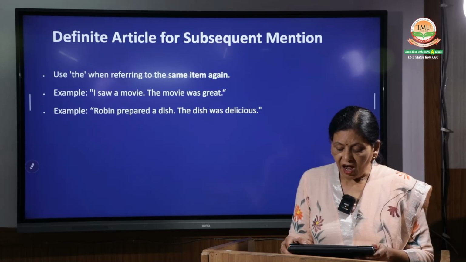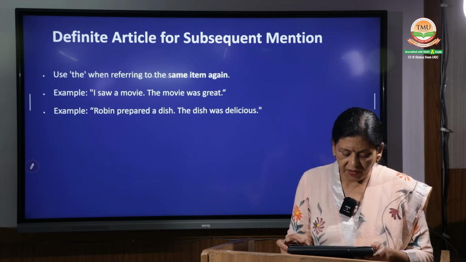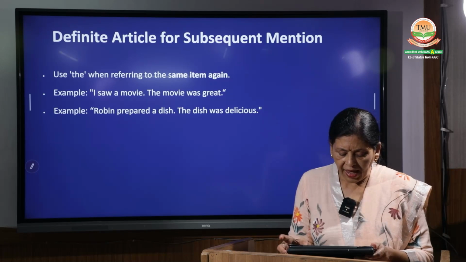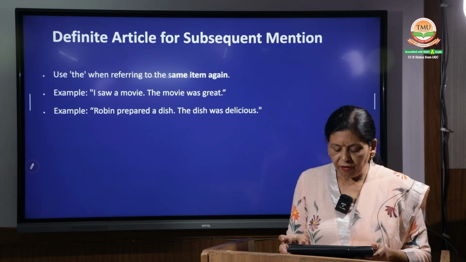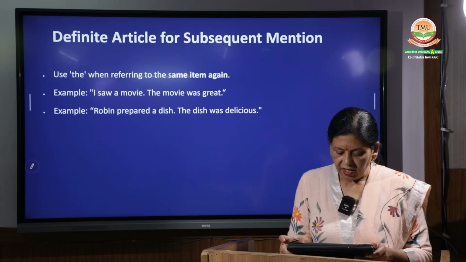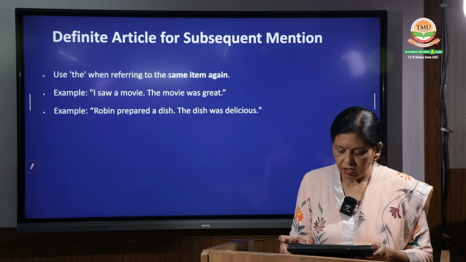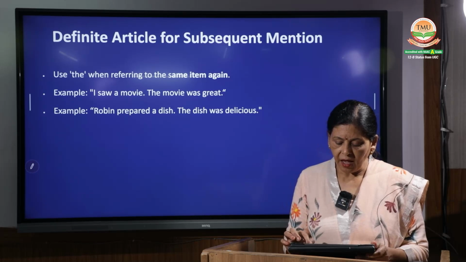Then, the definite article for subsequent mention. Use a or an when mentioning something for the first time. So this I have already discussed. I saw a movie. He ate an apple.